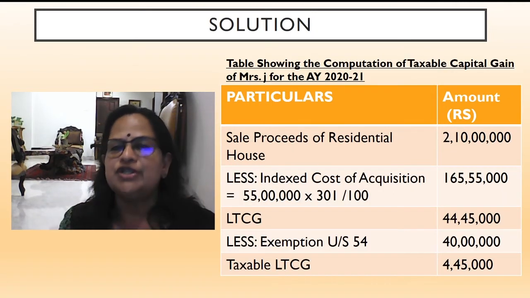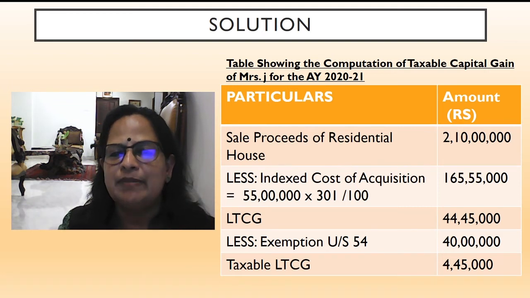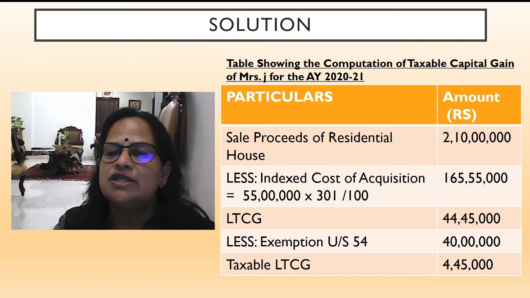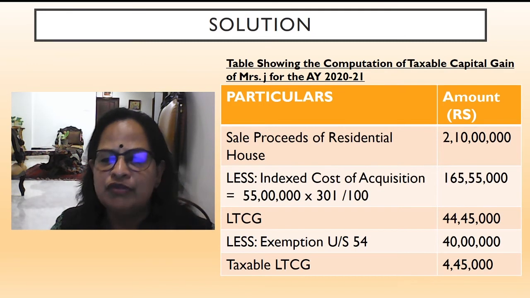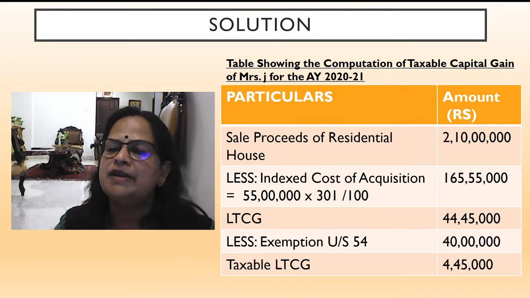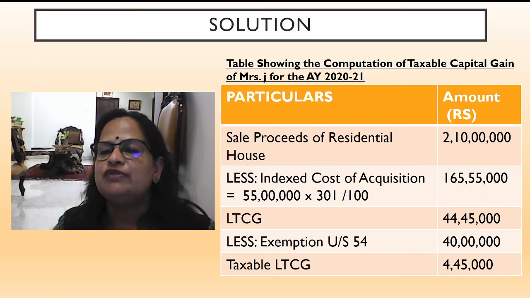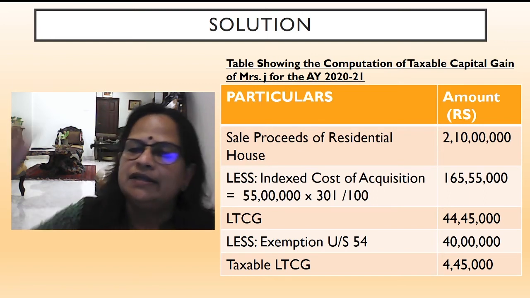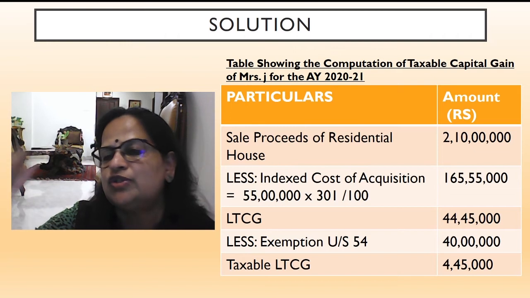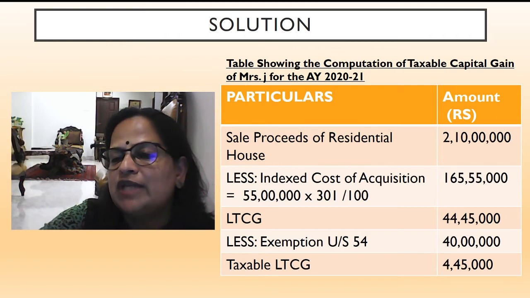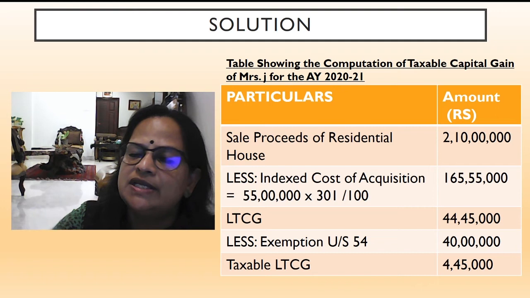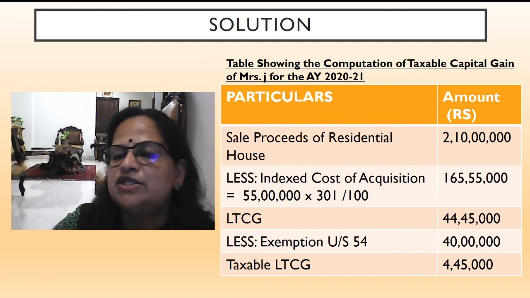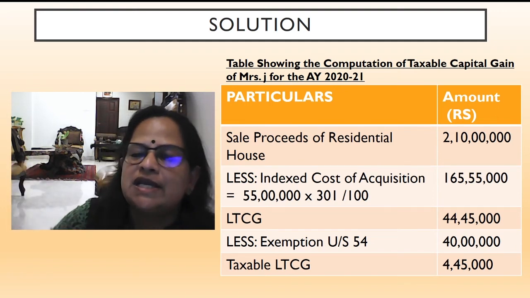Now the computation, a table showing the computation of taxable capital gain of Mrs. J for the assessment year 2021. Sale proceeds of residential house 2 crore 10 lakhs. Less index cost of acquisition, 55 lakhs into 301 divided by 100, 1 crore 65 lakhs 55,000. LTCG, that is sale proceeds minus index cost of acquisition, you are getting 44 lakhs 45,000. Less exemption under section 54 because he bought a new residential house property, 40 lakhs. Taxable LTCG is 4 lakhs 45,000.